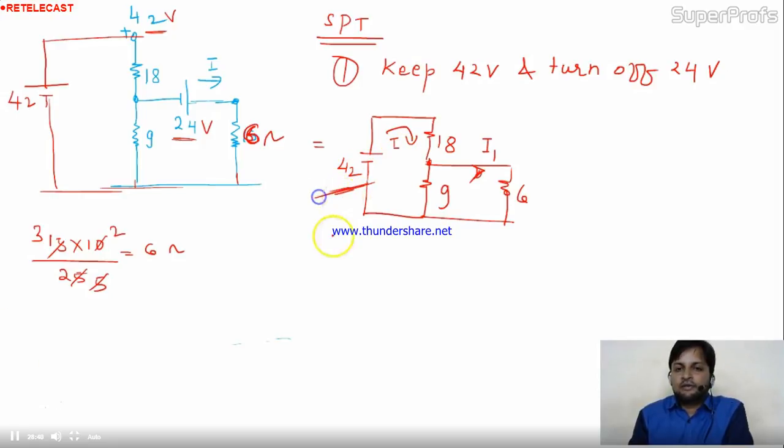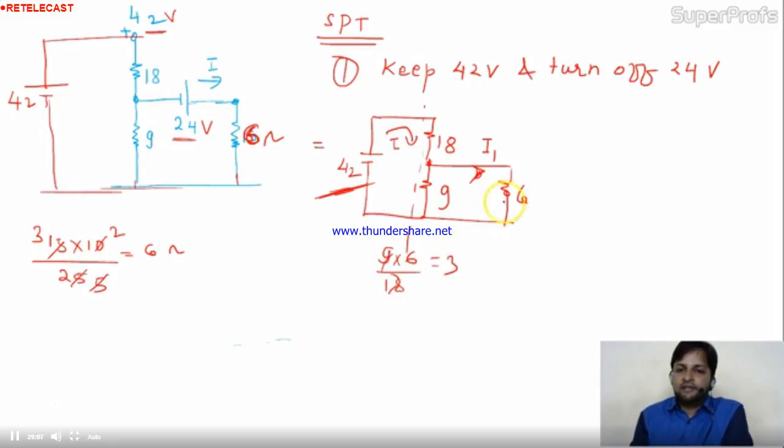I have 42 volt, V equal to Ri. Can I apply it? I should know the R equivalent of this circuit. So yes, I can find the R equivalent. 9 and 6 are connected in parallel. I'm just calculating the I, that's why I'm removing this part, because I'm calculating the R equivalent. 9 and 6 are connected in parallel combination, so the resultant is 3. This 3 and this 18 are connected in series.